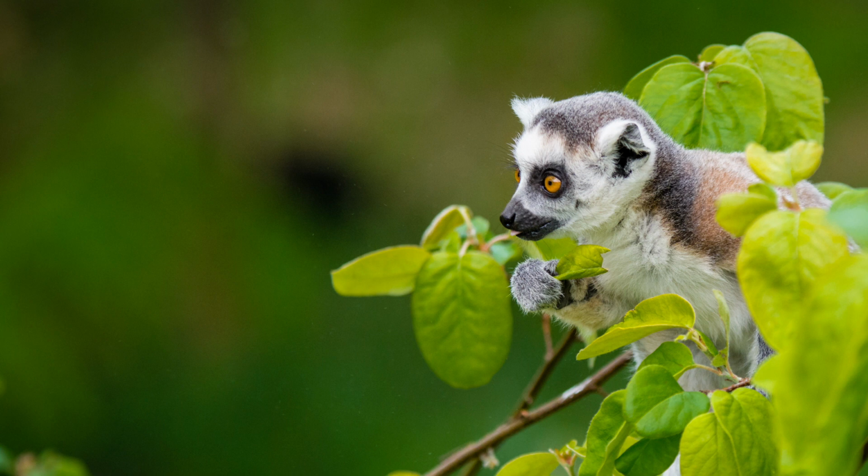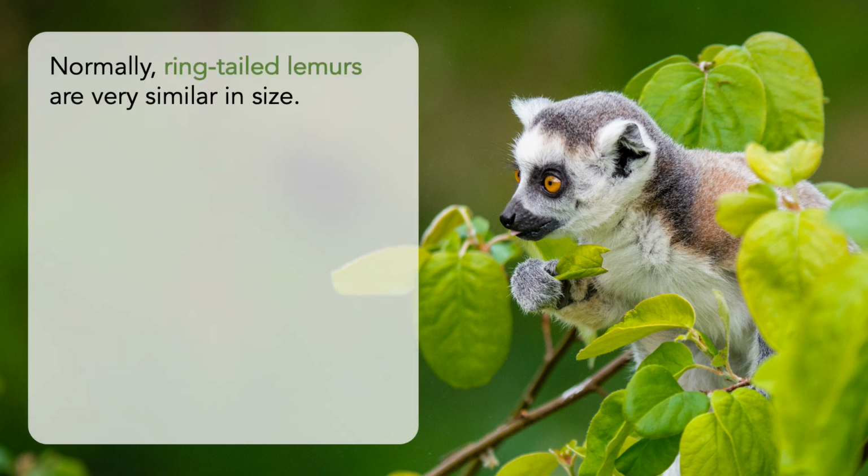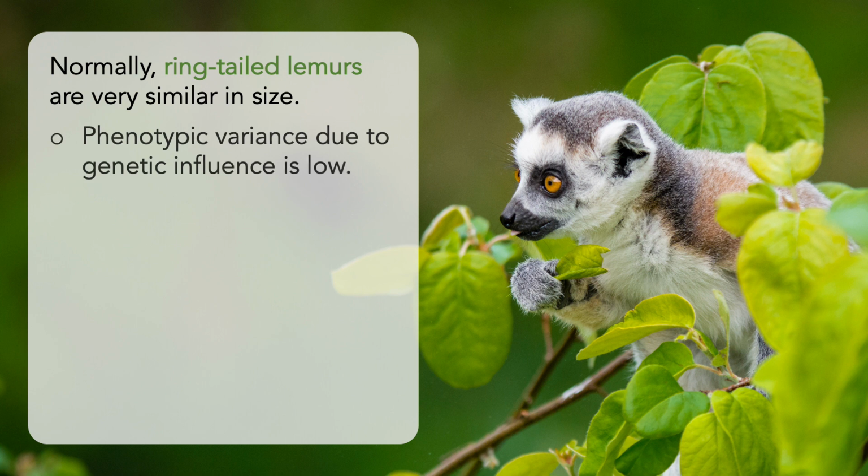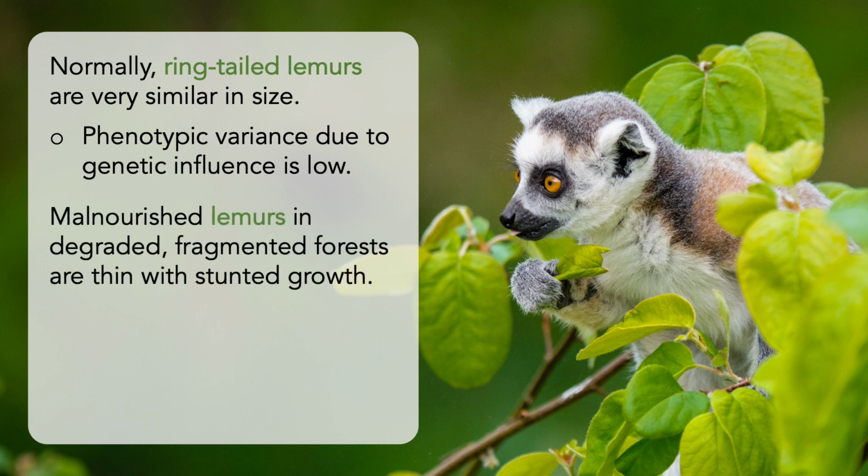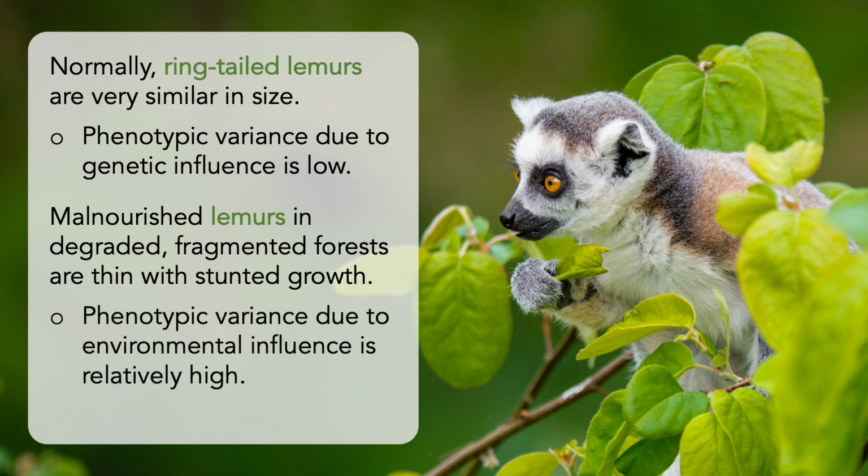Quantitative traits can vary because of their underlying genetics or through interactions with the environment. For example, ring-tailed lemurs are normally very similar in size, so this tells us that phenotypic variance due to genetic influence is low. However, malnourished lemurs in degraded, fragmented forests are thin with stunted growth, so the phenotypic variance due to environmental influence is actually very high.